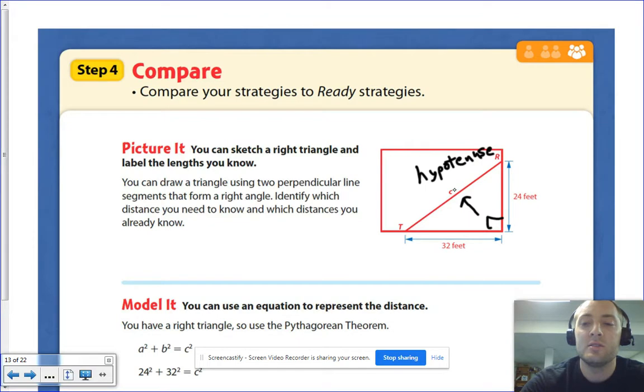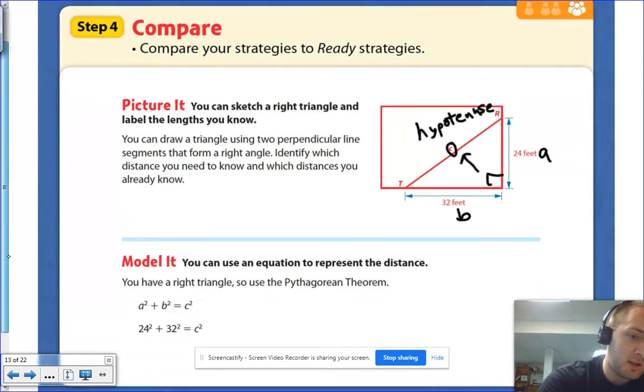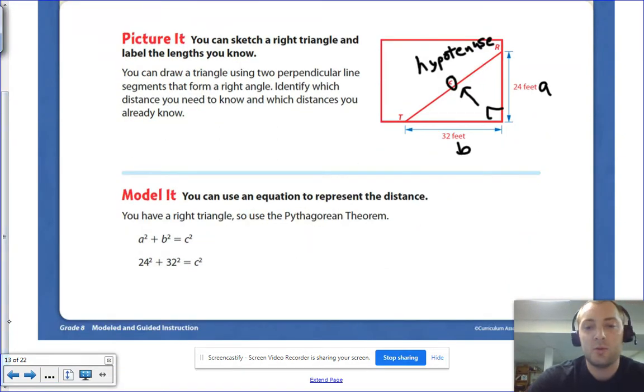Which is always the c. The other two don't really matter. You can switch them around, but in general, I would go smallest to largest. So a, b, and c. So now, if we're using our Pythagorean theorem to solve it, you can set it up like this. a squared plus b squared equals c squared. We would have 24 squared plus 32 squared equals c squared. And we're going to work through that now on the next page with how to solve it.